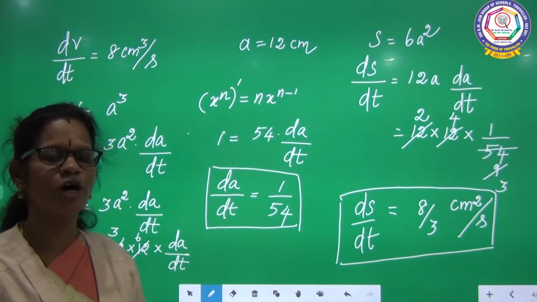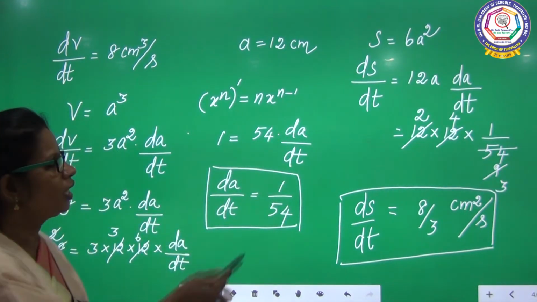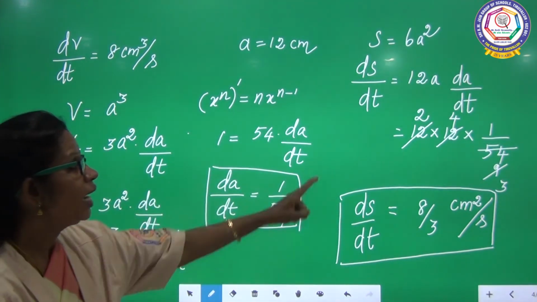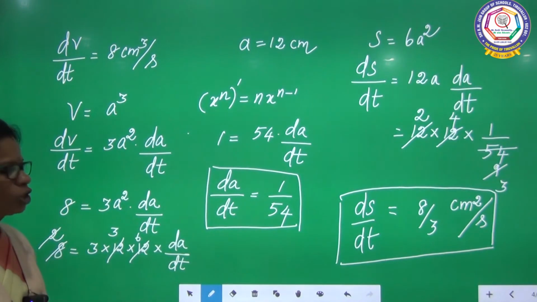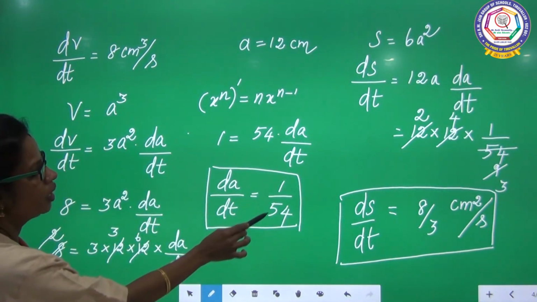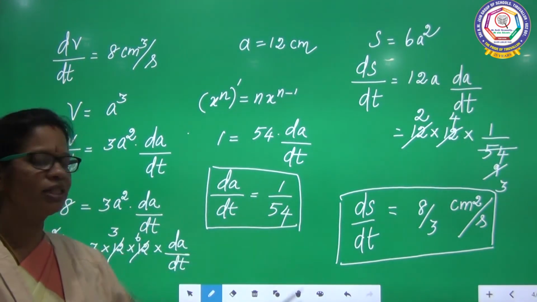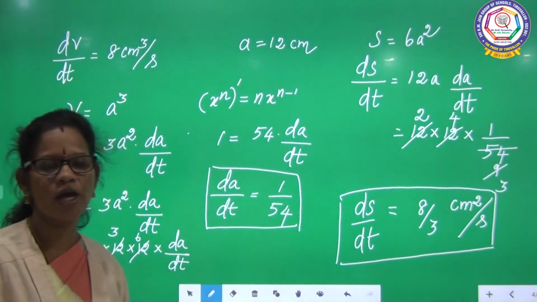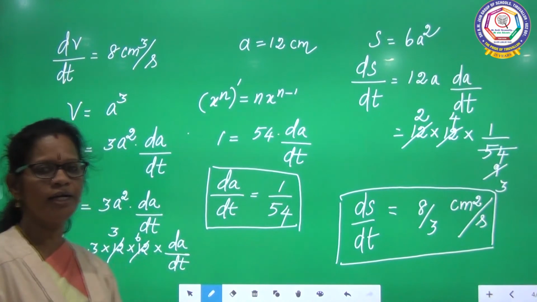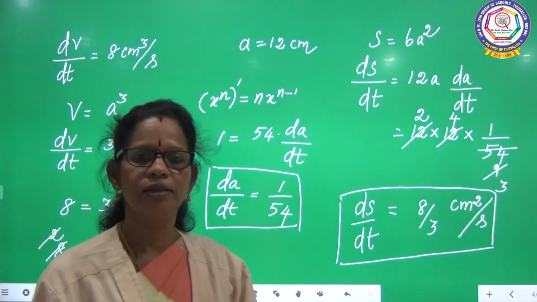You have to recall the formula, right children? 12a into dA by dt. A is given as 12, so A should be replaced by 12. dA by dt we got as 1 by 54, that you have to substitute. At the end, the surface area is increasing at the rate of 8 by 3 centimeter square per second. The unit you have to be very careful with, right? I hope you people understood. Then we will move on to the third question.